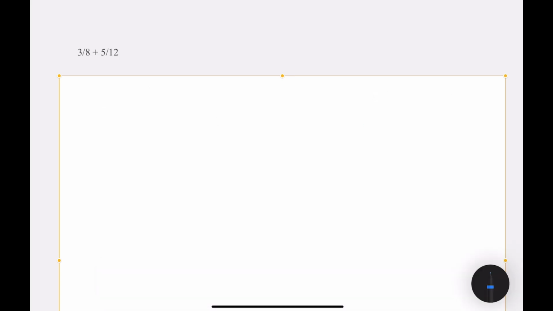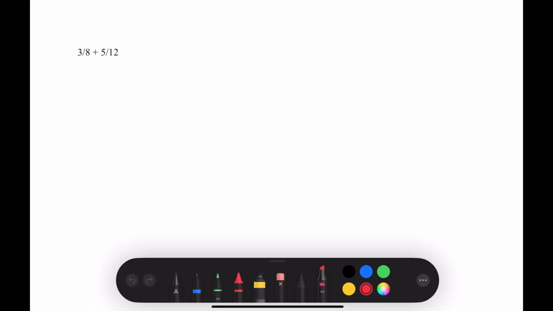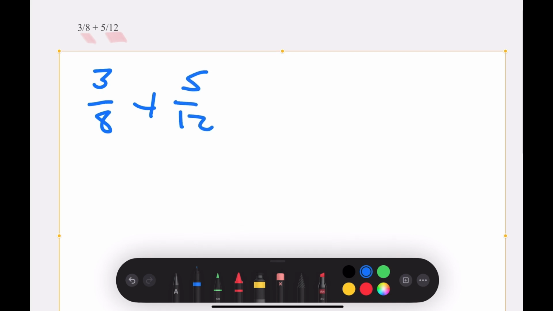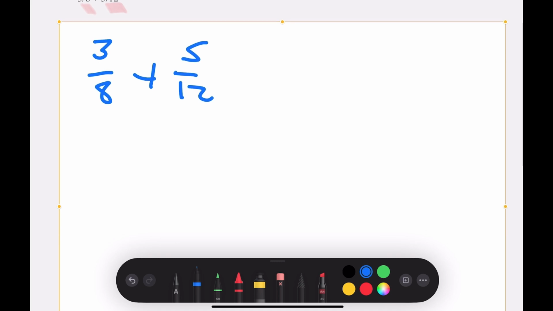Okay, so I'm now going to be going over adding fractions. When you're adding fractions, you need to make sure that the denominator, the bottom part of the fraction, is the same. So we're doing 3 over 8 plus 5 over 12. The denominators are not the same, so we need to make them the same. I know that both 8 and 12 go into 24, so we can change them both over 24.